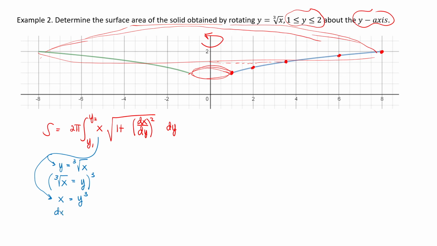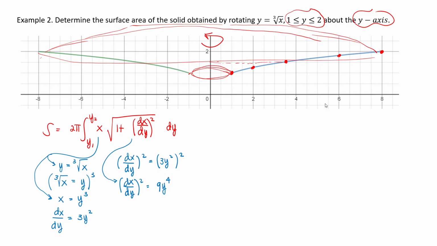Next is determining dx over dy, or the derivative of x. This is 3y squared. Then getting dx over dy squared, that will be 3y squared and then squared. You are going to get 9, since the square of 3 is 9, and the square of y squared is y to the power of 4. Right, so everything has been determined.